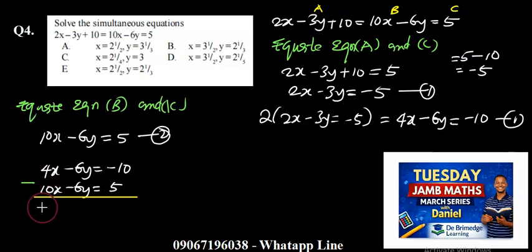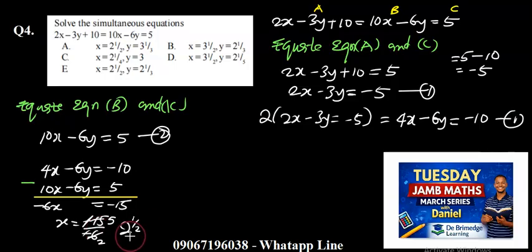4x minus 10x is going to give us minus 6x, and this is going to be equal to, on the constant now, minus 10 minus 5, which is going to give us minus 15. X is now going to become minus 15 divided by minus 6. Minus cancels minus. So 3 into this will give us 2, and 3 into this will give us 5. So x is equal to 5 over 2, or we can write that as 2 whole number 1 over 2. So this is our value of x.